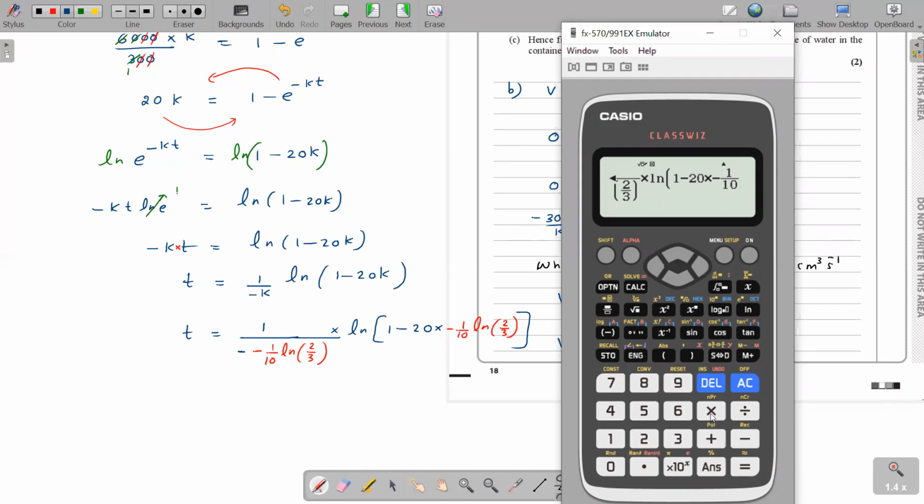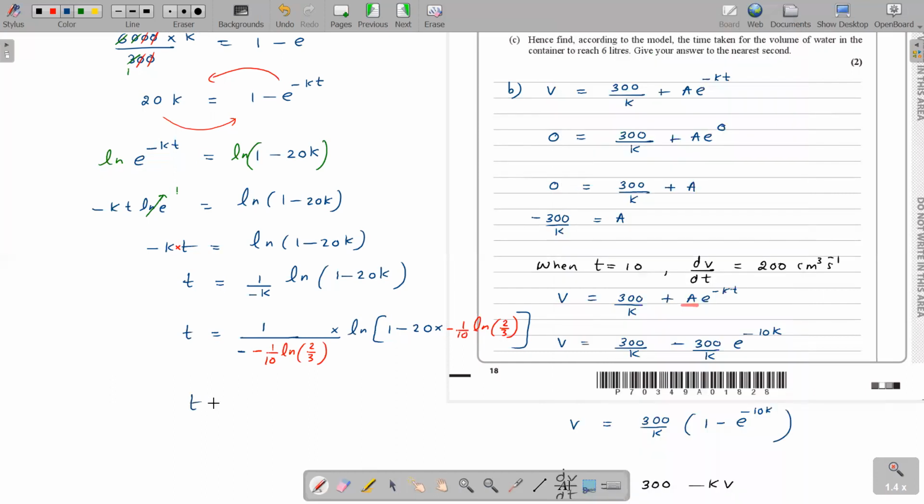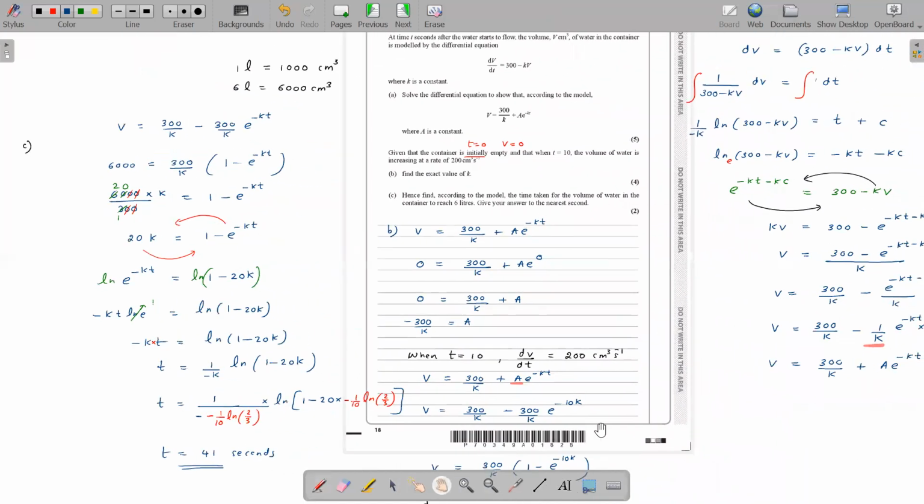I'm going through this into ln 2 over 3. So do you see all the brackets that I used? Check everything again: into ln of 1 minus 20 into minus 1 over 10 ln 2 over 3. So I had to put 2 brackets to finish off the bracket that I started at ln. Do you see? So I get 41.079. They want the answer to the nearest second, so the nearest second is 41 seconds. Is this clear? So this is the answer for part C.